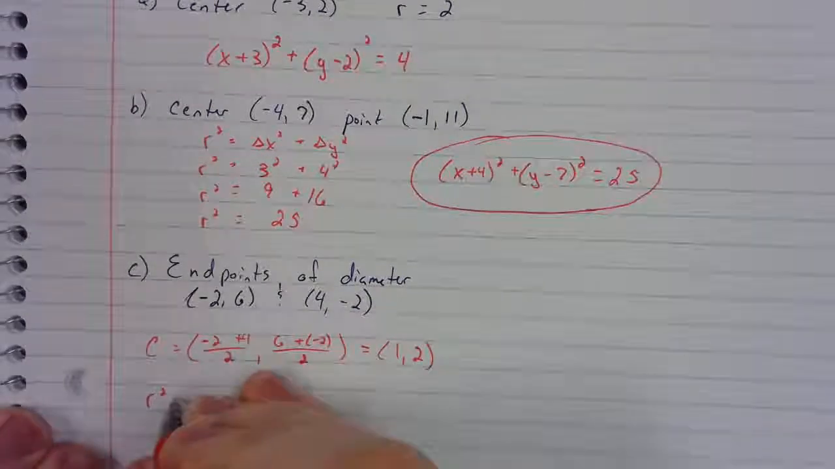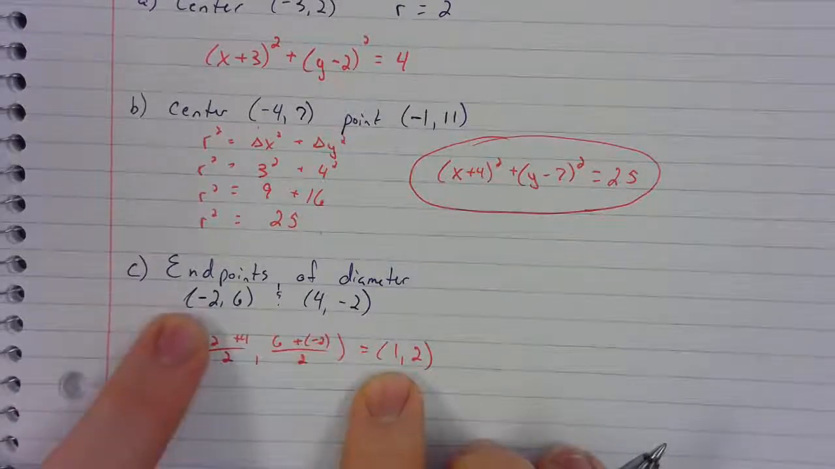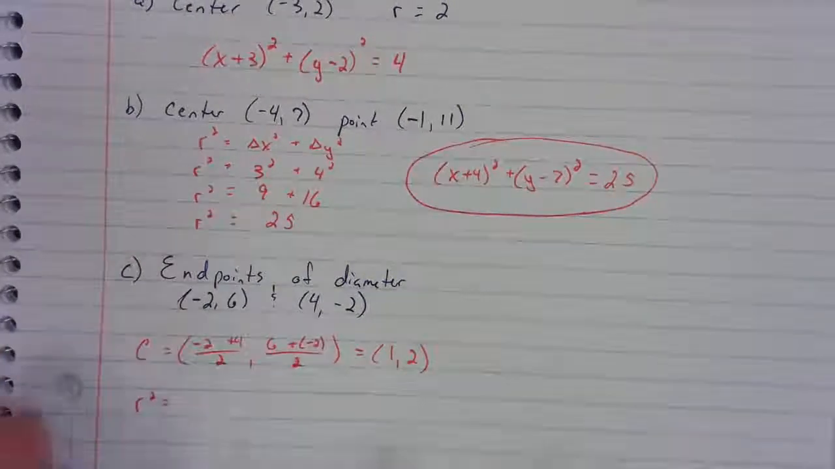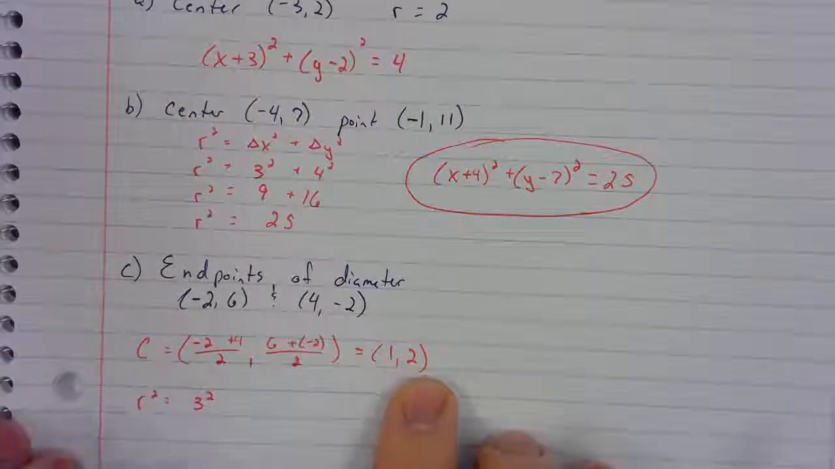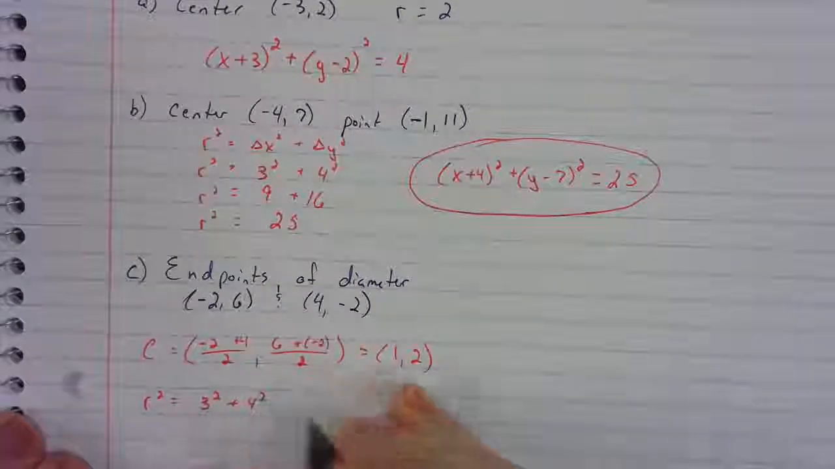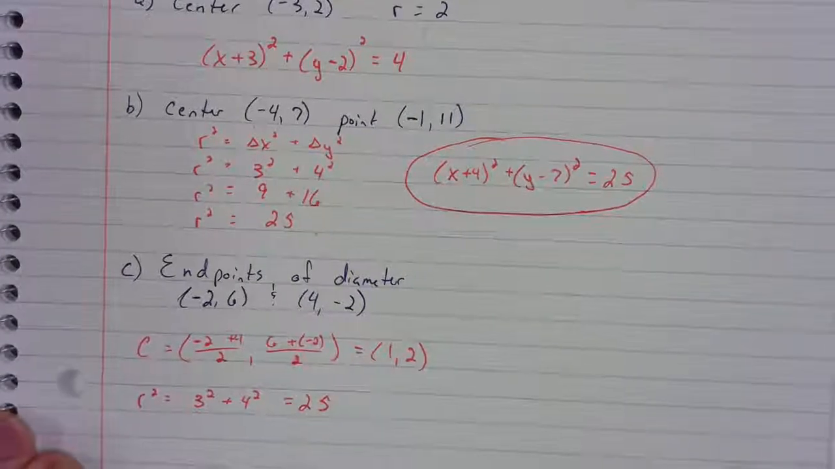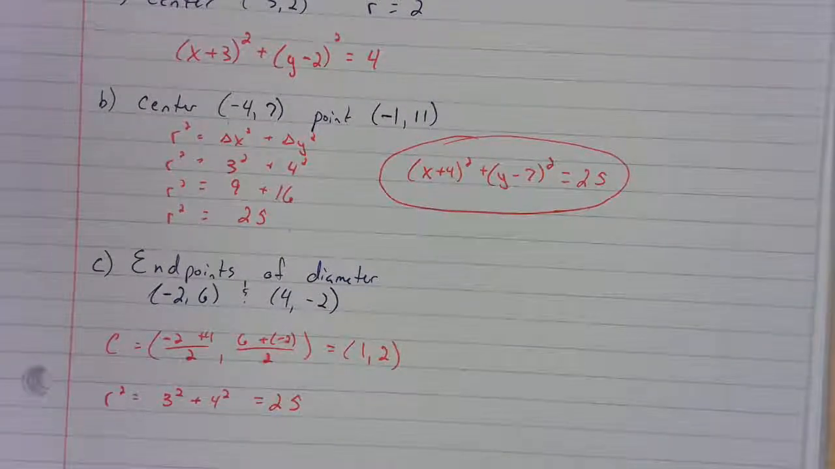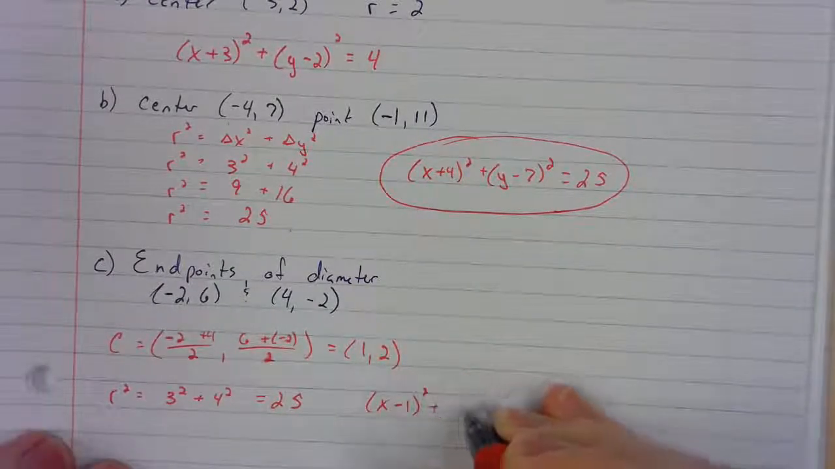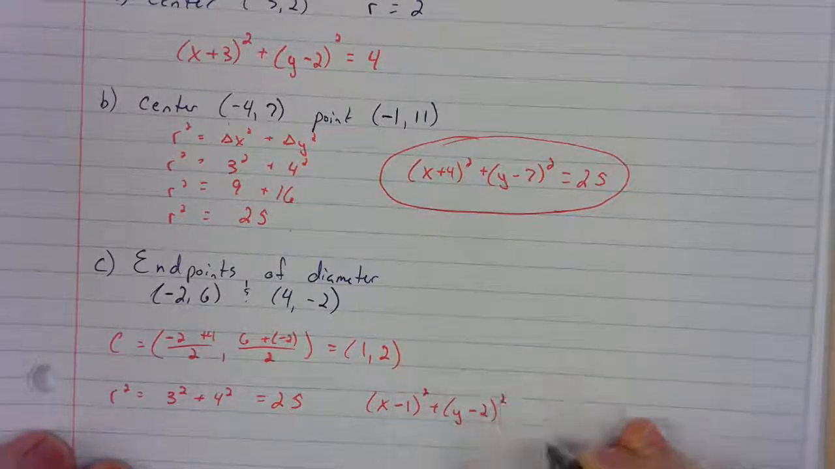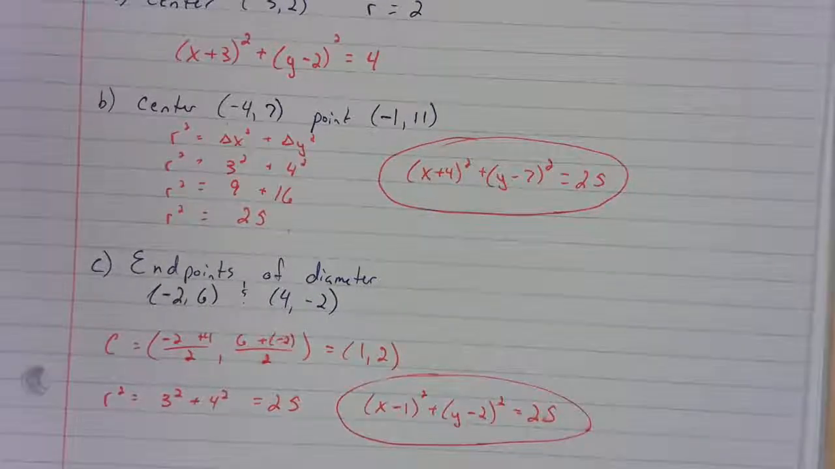So here we're going to use radius squared again. Delta x squared, how far is it from 1 to 4? 3. What if I went the other way, 1 to -2? 3. Still 3, so it doesn't matter. How far is it from 2 to 6? How far is it from 2 to -2? So you can see you get 3 squared plus 4 squared again, and we already know that equals 25. So now I go ahead and write my equation: x minus 1 squared plus y minus 2 squared equals 25. Very good. Any questions there?